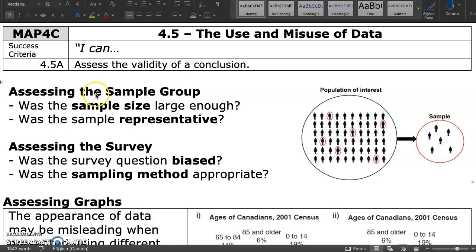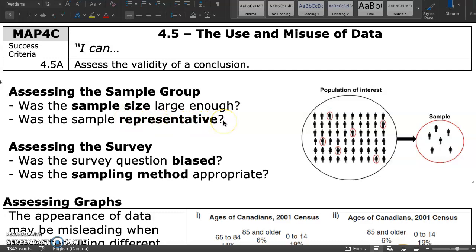So when assessing the sample group from a statistical survey, think, was the sample size large enough? So it's not based on the number of people in the sample. Think of it as, what is a reasonable percentage of the population that should be included in the survey to be able to draw a conclusion based on this sample? So this refers to the number of people included, but also who is included.